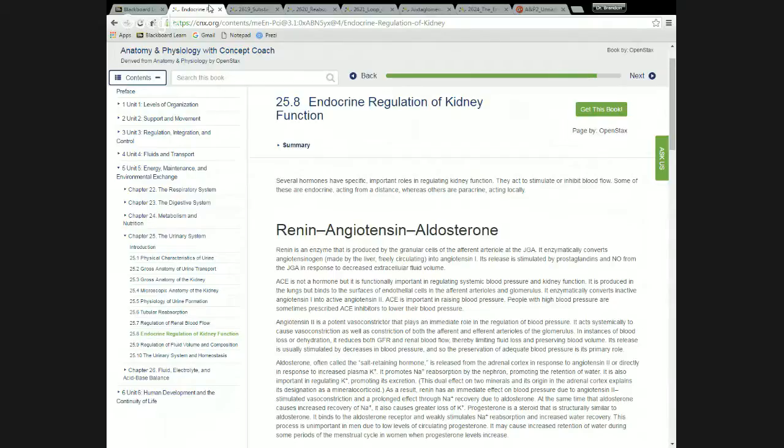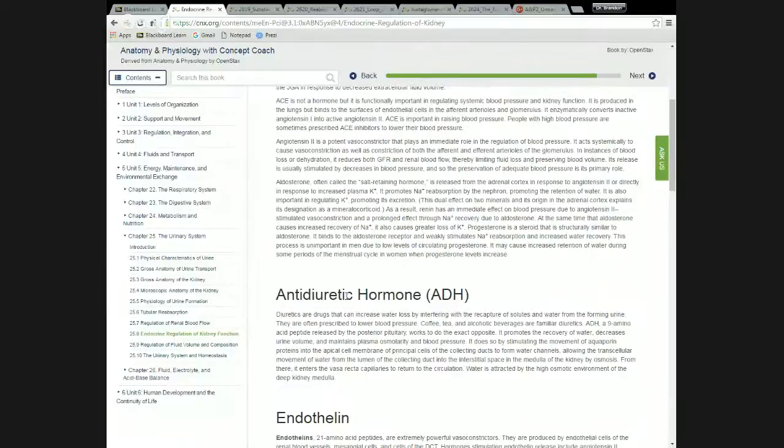So aldosterone directly targets sodium, which ends up pulling water out of the filtrate and into the blood, increasing blood volume, and as blood volume goes up, necessarily blood pressure goes up also. And then we've already talked about antidiuretic hormone.